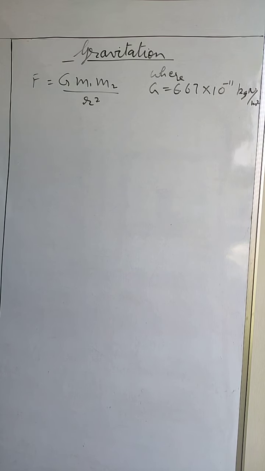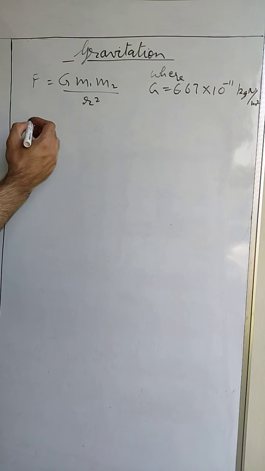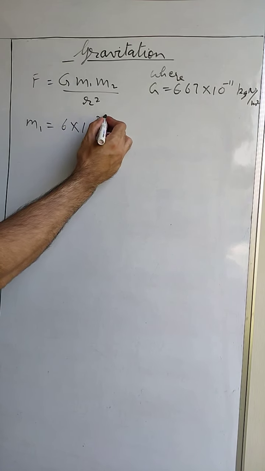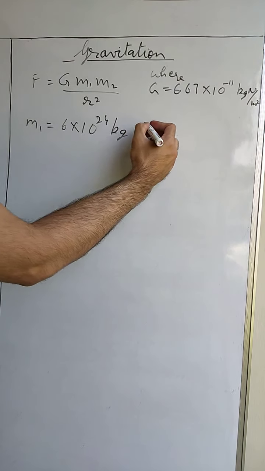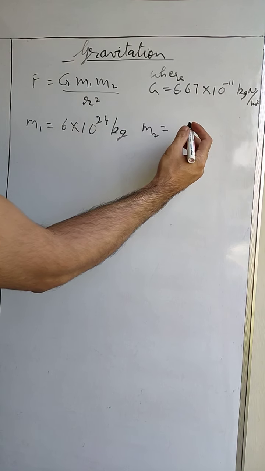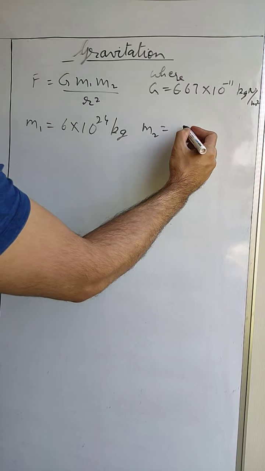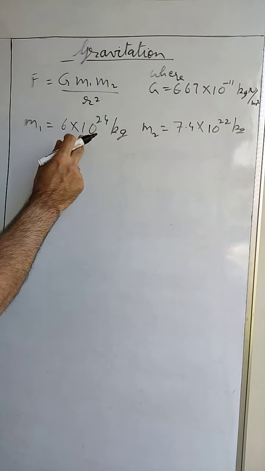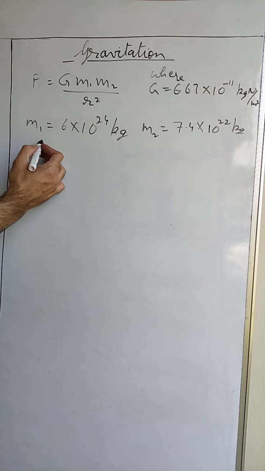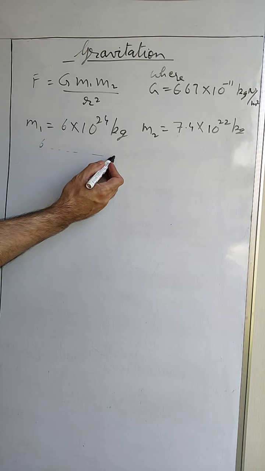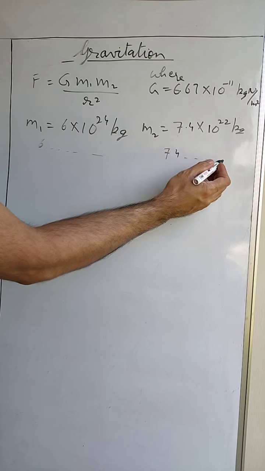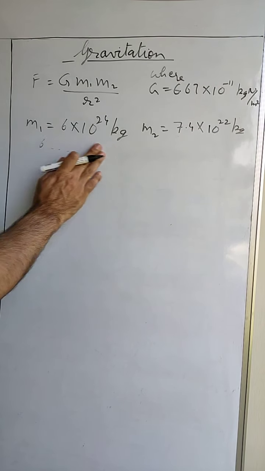Let us say that the two bodies of mass m1 and m2 are the earth and the moon. Let m1 be the mass of earth, which is equal to 6 into 10 to power 24 kg. m2 be the mass of moon, which is equal to 7.4 into 10 to power 22 kg. Now what does this mean? 6 into 10 to power 24 means after 6 there will be 24 zeros. After 7.4 or after 74 there will be 21 zeros. This is the scientific notation.